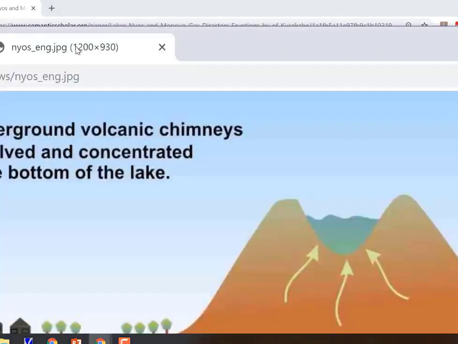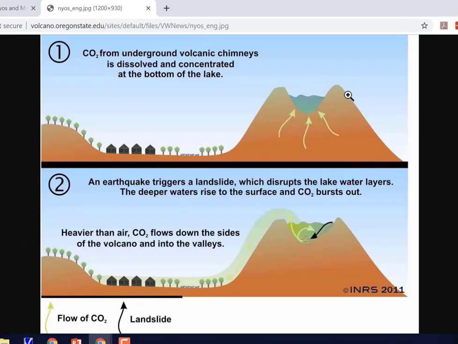Say, well, how can a lake kill me? Well, here's how a lake can kill you. Here's the model of it. So you've got the lake up here, right? This lake is deep, and a deep lake is going to be cold and high pressure at the bottom. Volcanoes give off carbon dioxide, and all that carbon dioxide is going to dissolve into that water down at the bottom. No problem, because you can dissolve a lot of carbon dioxide.